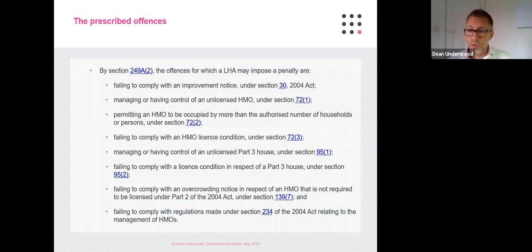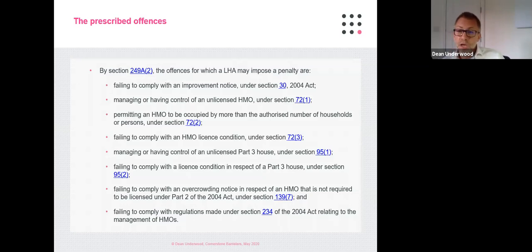We then turn to those under part 3 relating to selective licensing as opposed to either mandatory HMO or additional HMO licensing. So managing or having control of an unlicensed part 3 house under section 95 subsection 1 and failing to comply with licence conditions in respect of a licence granted under part 3, also offences which may be penalised.